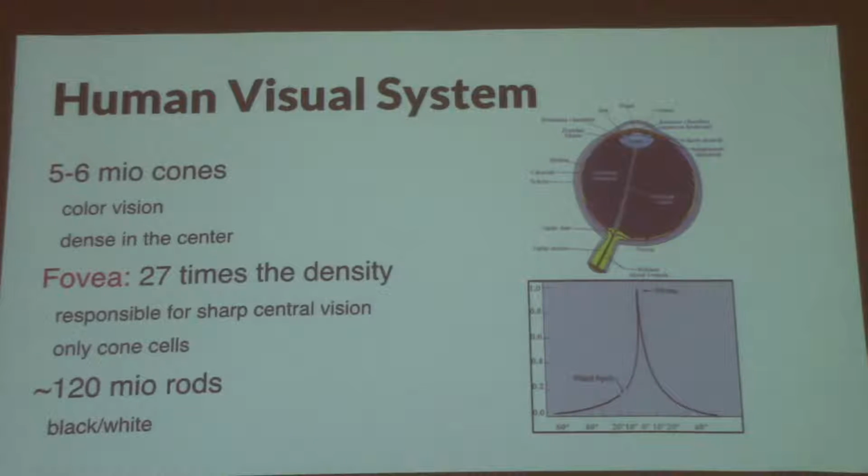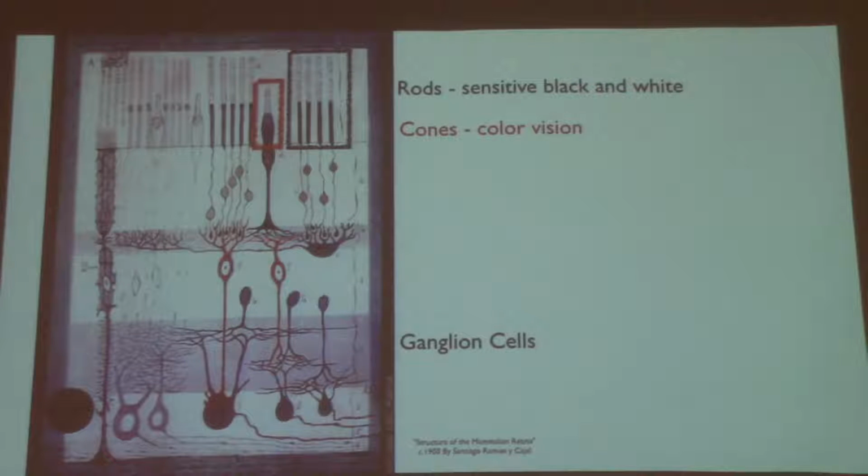In the fovea itself, we have 27 times the density. This is really where the super sharp vision happens. And we only have the cone cells in the fovea. So this is how this looks. We have the rods that are sensitive to black and white, and they to the brain.